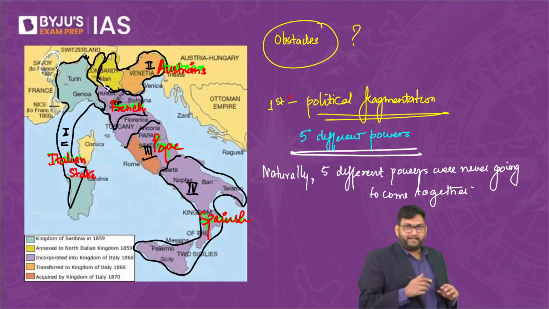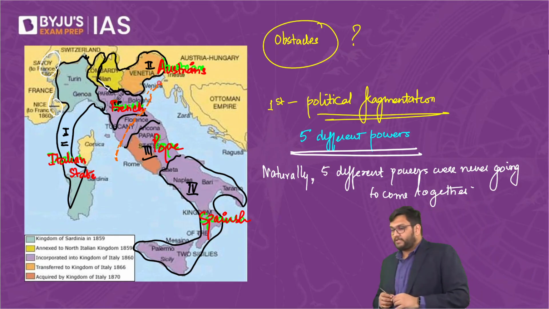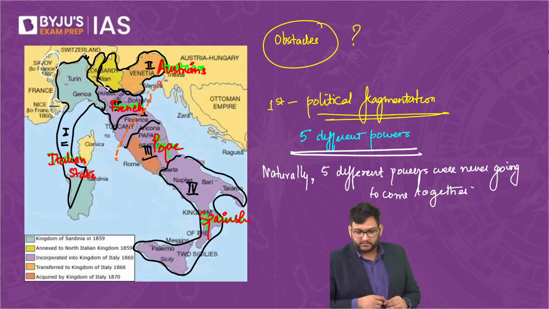You see, when I divide Italy like this, can anybody tell me what is the mountain range here? What is the mountain range here? Which is the mountain range in the Italian sector?